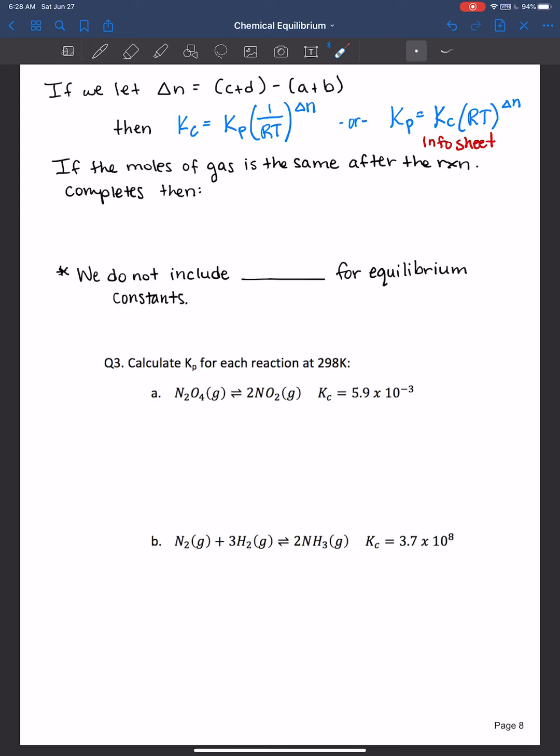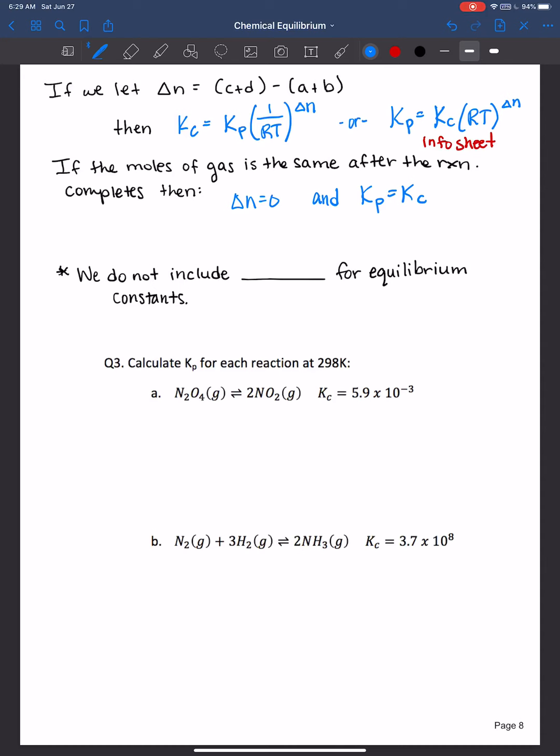Now, I said that Kc and Kp are generally not the same as one another, but there's a case when they can be equal to one another, and that's when the change in moles is equal to 0. If you have the same number of moles on both sides, because you can imagine anything to the 0 power is what? 1. So all this term would cancel out. All this term would cancel out too, and that's when Kp is equal to Kc. So that's the only scenario where that works out, okay?